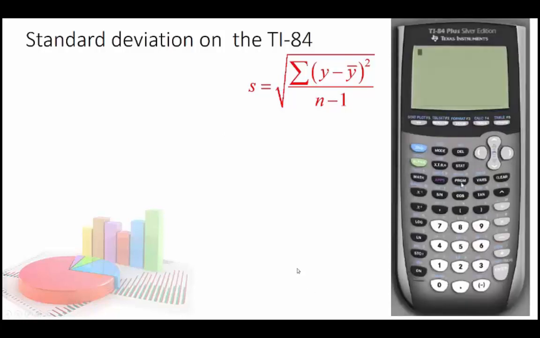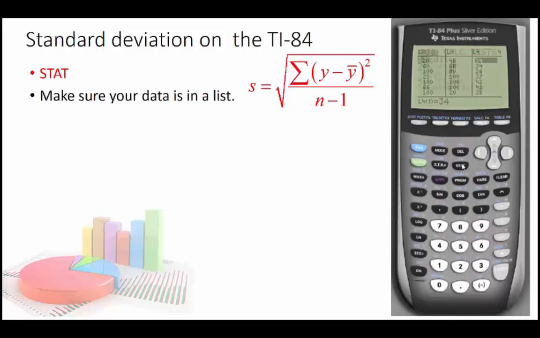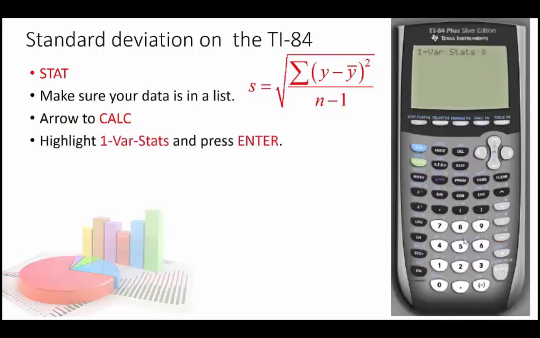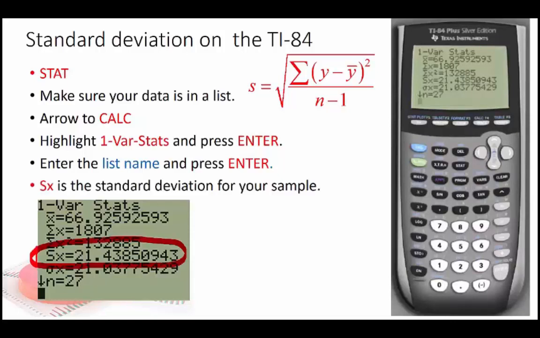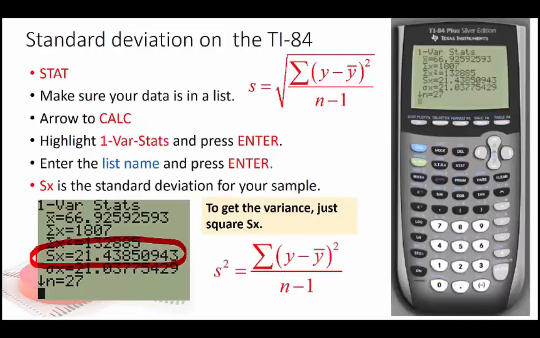First of all, we press stat on our calculator, and we want to make sure that we have our data in a list. Then we arrow over to calc, and you see that first selection, 1-Var Stats. Press enter, but then you need to put in the list name, which is L1 in this case, and press enter, and it's going to give you a display like this. The standard deviation is Sx right there, so I've highlighted it here. Your calculator doesn't give you variance, so all you have to do is square the Sx, and that will give you the variance. And here's the formula for variance.